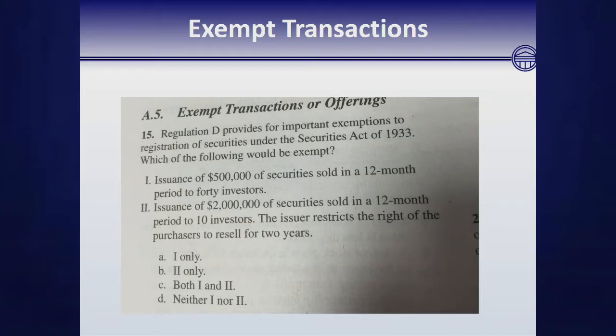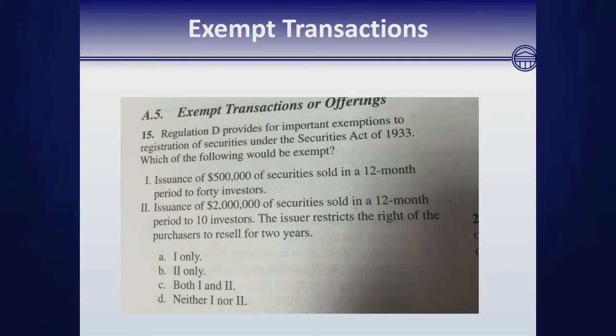So Section 504 exempts transactions up to $1 million within a 12-month period. So number 1 would be exempt. And then number 2 is exempt because of Section 505, $5 million in 12 months to up to 35 unaccredited investors and any number of accredited investors. So this number 2 qualifies under Section 505. So your answer is C, both 1 and 2.